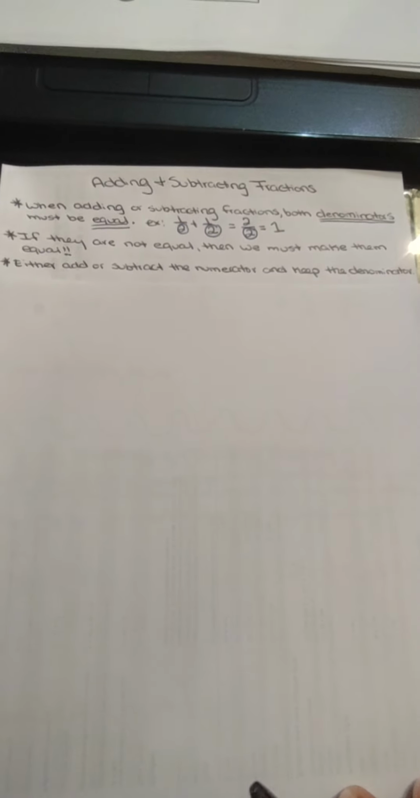So 1 plus 1 is 2. 2 over 2 simplifies to just 1. Okay, so that was the example that I put there. Half plus half. Denominators are the same, therefore I can add the numerators. So what happens if they're not the same? If they're not equal, then we must make them equal. Just as simple as that. Either add or subtract the numerator and keep the denominator.